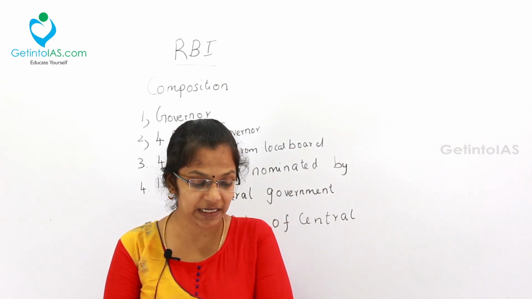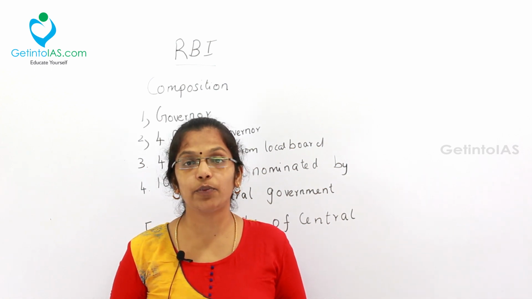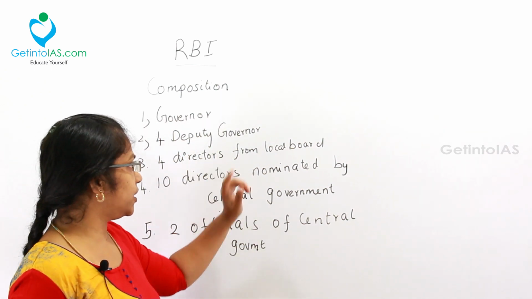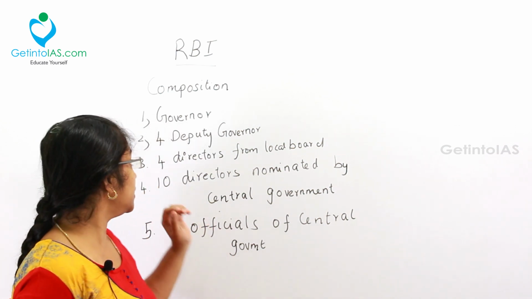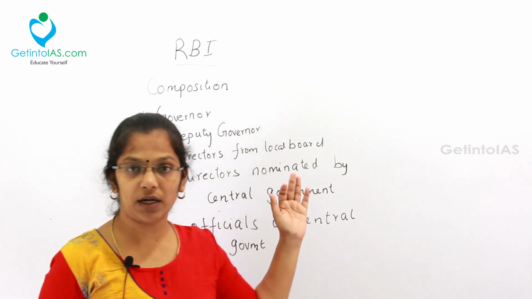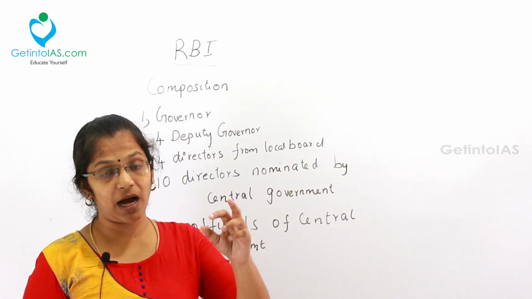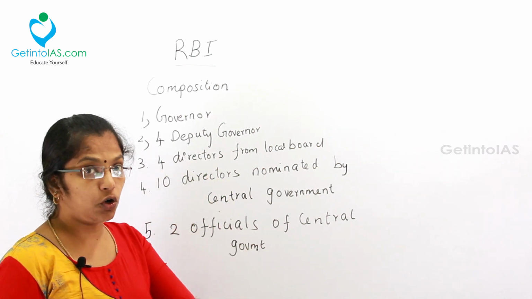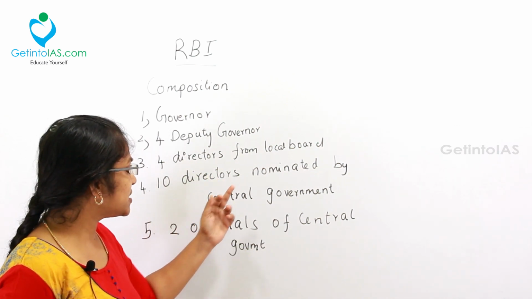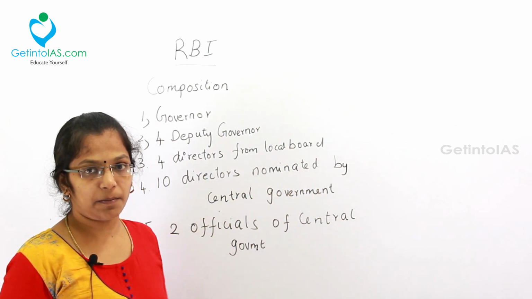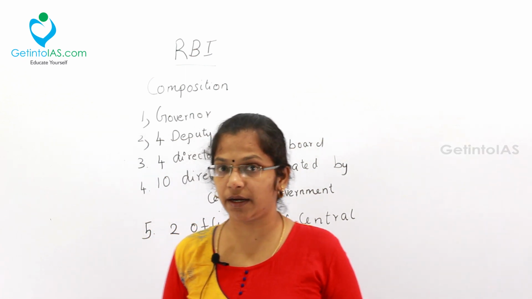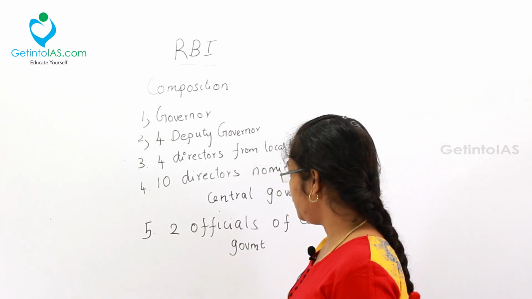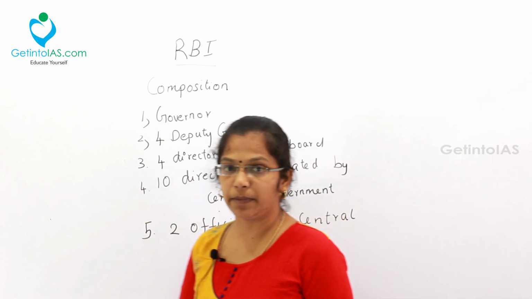So the RBI Central Board of Directors is composed of 21 members. Who are they? The Governor, we know. There will be 4 deputy governors and 4 directors from the local boards. Though RBI is headquartered at Mumbai, it has 4 local directors from the local board. Then 10 directors are nominated by the central government, so the central government also nominates 10 directors to the Central Board of Directors of RBI. Then 2 officials of the central government.